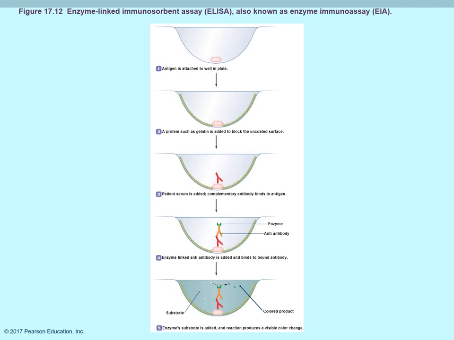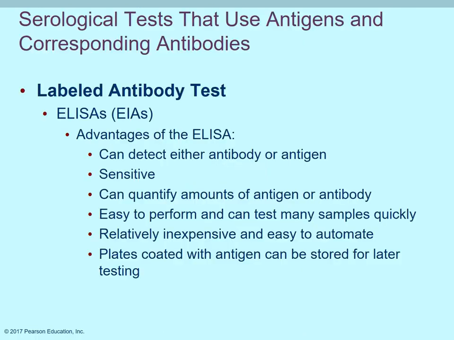Typically then a protein is going to be added to cover the rest of the well where the antigen is not. And then you add the patient's serum. You add, after that, another enzyme. And then when you add a substrate, if that enzyme is present, it will cause a color change.